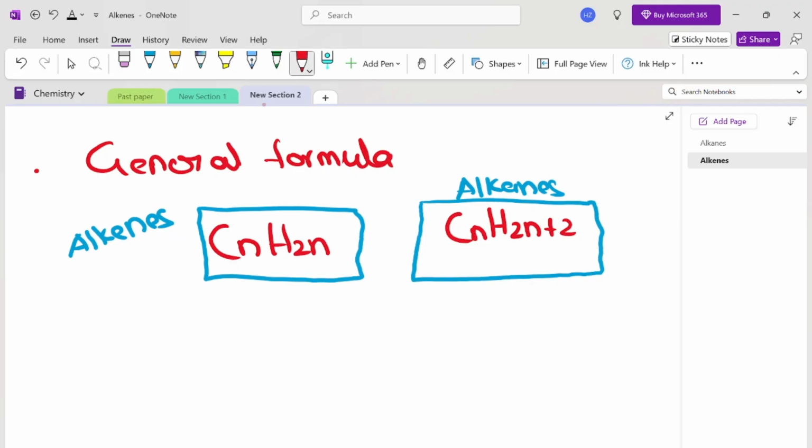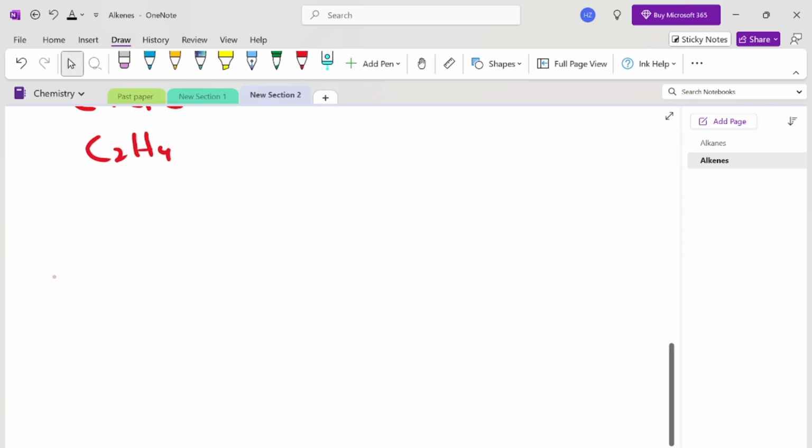Now, take a look. Alkenes basically start from ethene, because there must be a double bond between two carbons, and below this there's no second carbon. So ethene is C2H4. Next comes propene. Propene is C3H6. Let me draw the structure of propene for you.